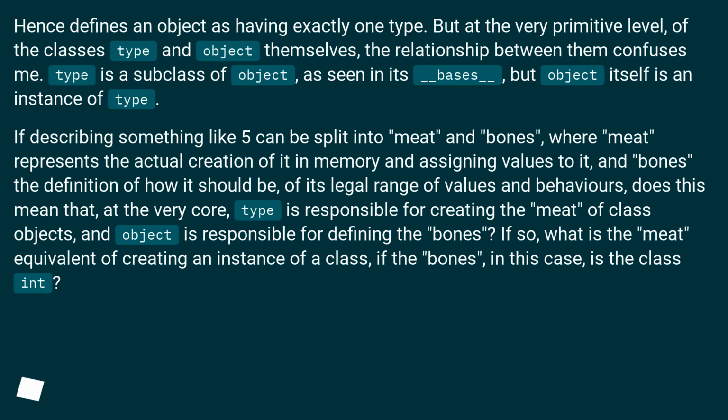If describing something like 5 can be split into meat and bones, where meat represents the actual creation of it in memory and assigning values to it, and bones the definition of how it should be, of its legal range of values and behaviors, does this mean that, at the very core, type is responsible for creating the meat of class objects, and object is responsible for defining the bones? If so, what is the meat equivalent of creating an instance of a class, if the bones, in this case, is the class int?